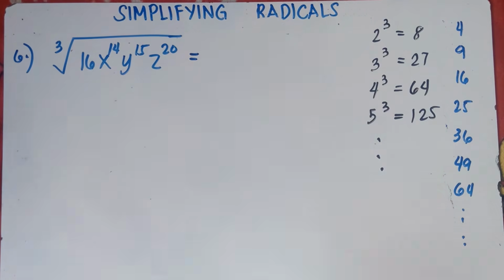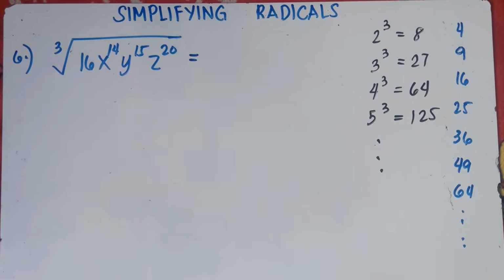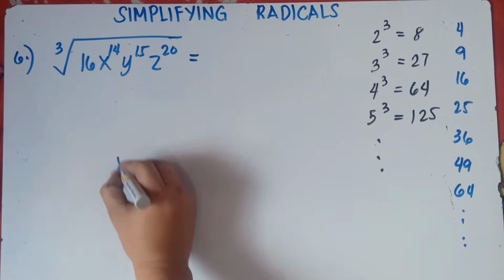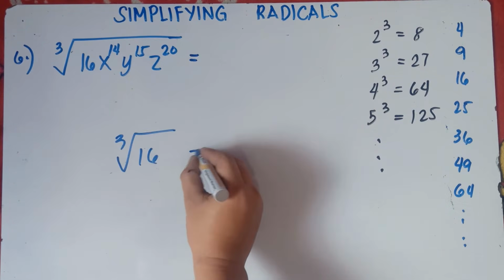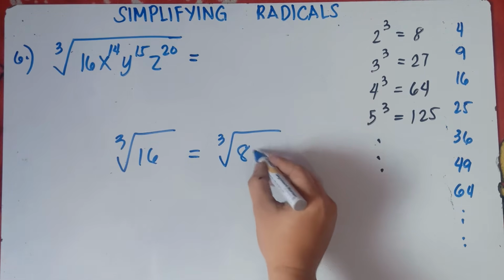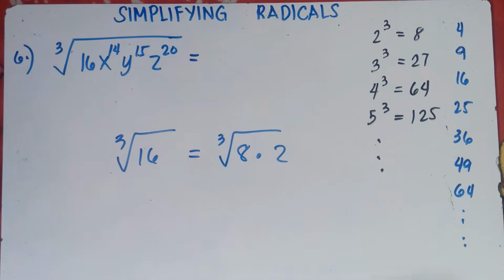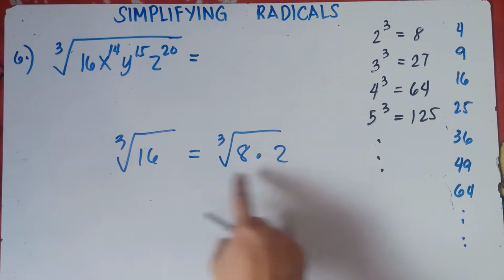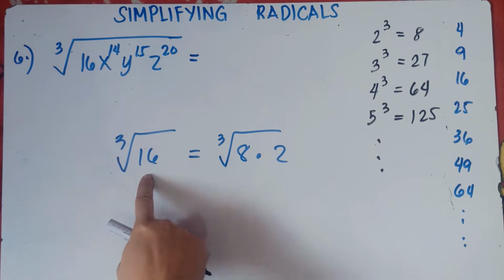So the thing that you will do, class, is find two numbers such that one number is a perfect cube and the other is not, and when you multiply the two numbers, you get 16. Of course, we can simplify the cube root of 16. We can simplify this as the cube root of 8 times 2, right? Is 8 a perfect cube? Yup, 8 is a perfect cube. And 8 times 2, that is 16.